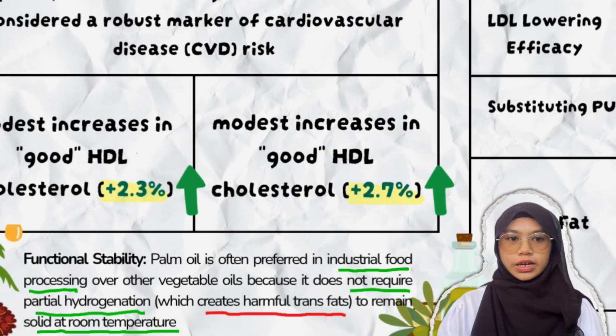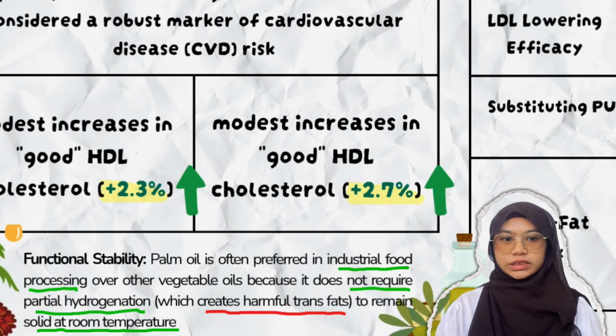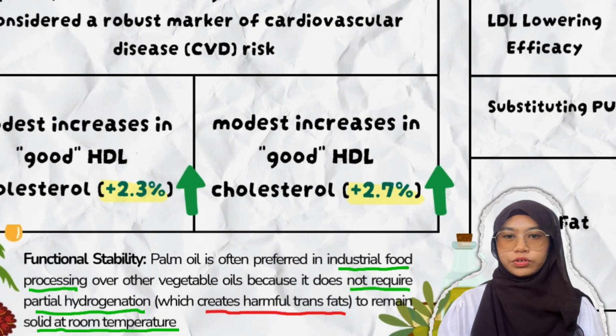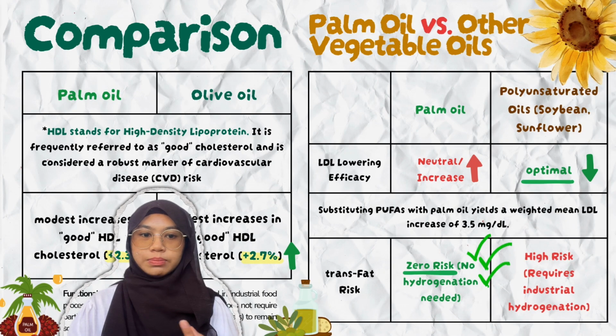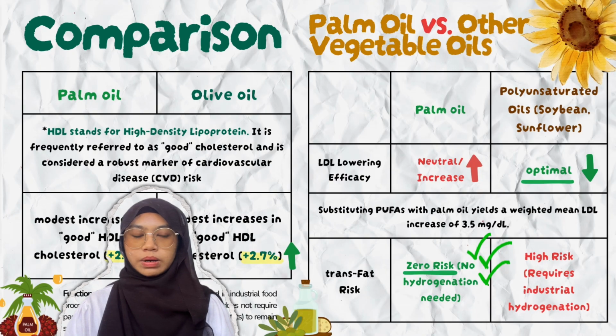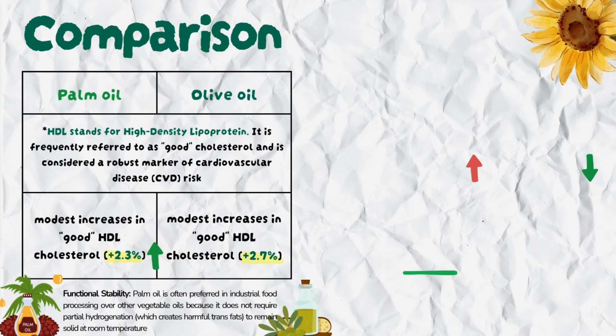It does not require hydrogenation to stay solid at room temperature. This helps avoid the formation of trans fat, which is harmful to health. Because of its stability and zero trans fat risk, palm oil is widely used in processed food and cooking industries.